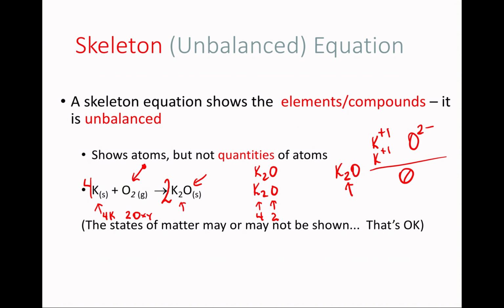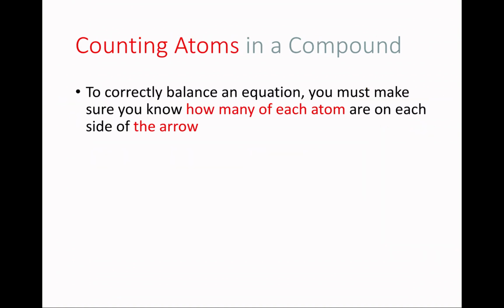And over here, 4 potassiums, 2 oxygens. Okay, so what we've done is we've written what's called a balanced equation from the skeleton. The skeleton doesn't have coefficients in it. We just take it from there.